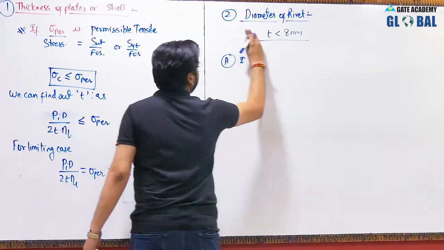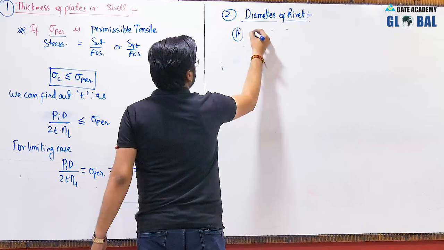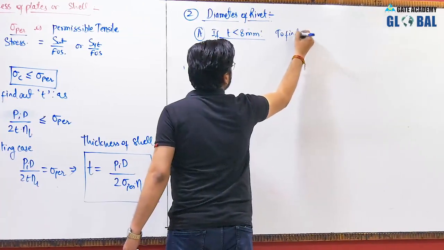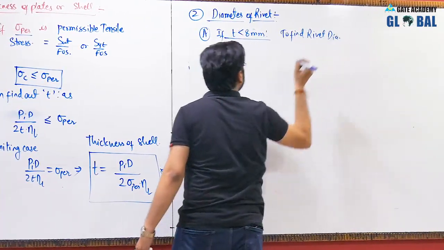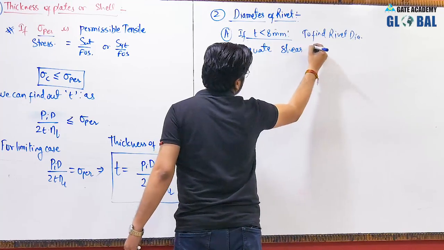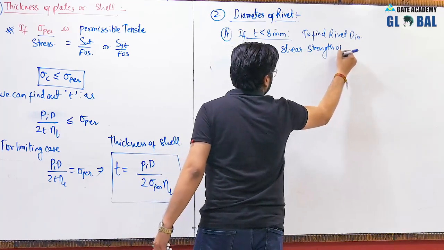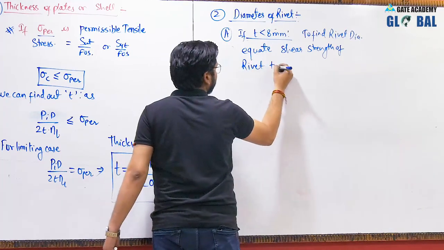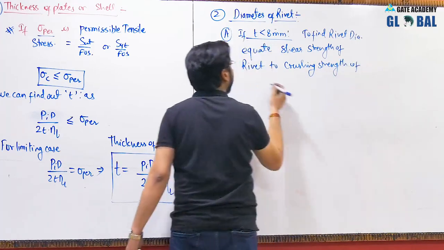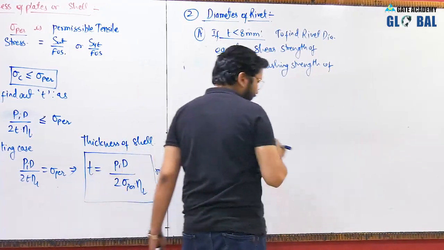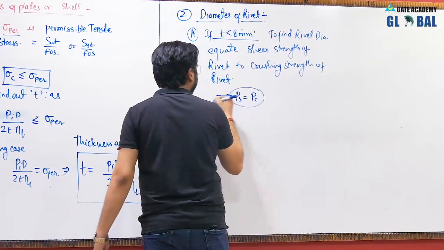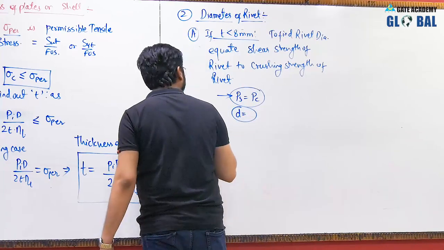So, if T is less than 8 mm, to find the rivet diameter, equate the shear strength of the rivet to the crushing strength of the rivet. Okay, so the shear strength, that is PS, will be equal to PC, and on equating these two values we will find the value of the diameter of the rivet.